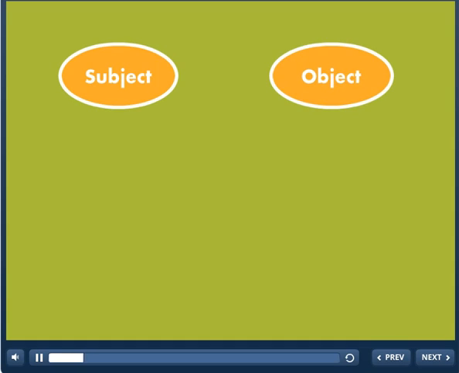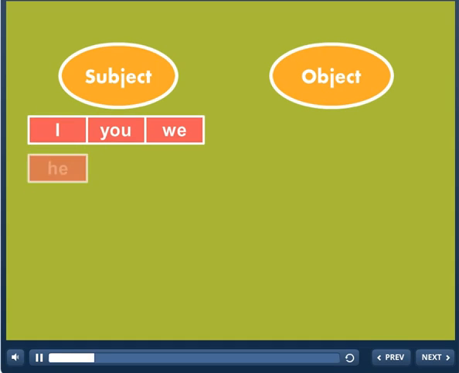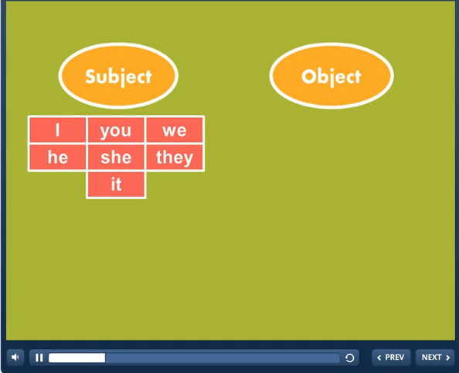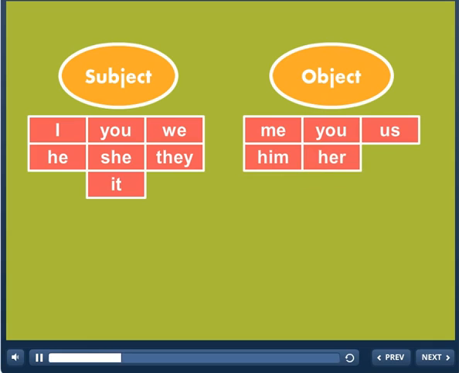We already learned about some personal pronouns in an earlier module. There are two different kinds of personal pronouns: subject pronouns and object pronouns. I, you, we, he, she, they, and it are subject pronouns. Me, you, us, him, her, them, and it are object pronouns.